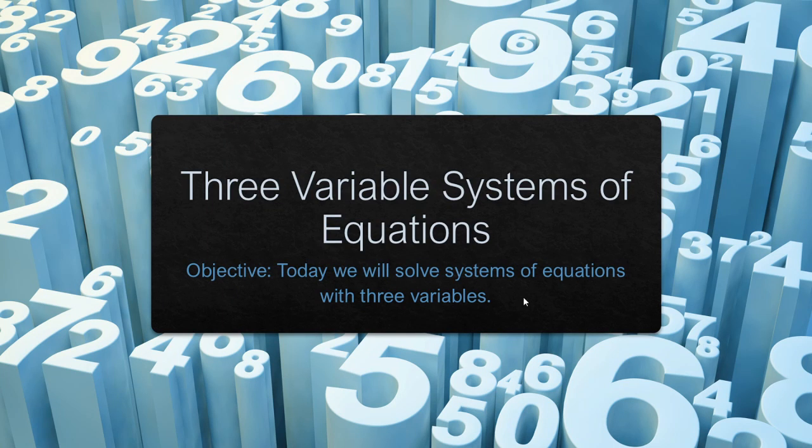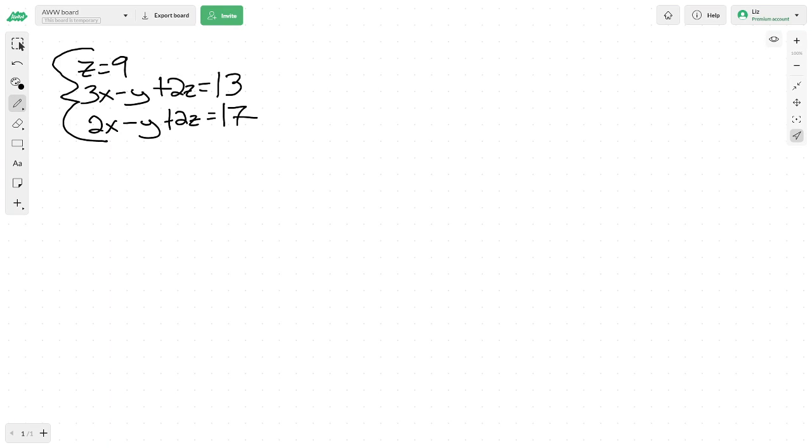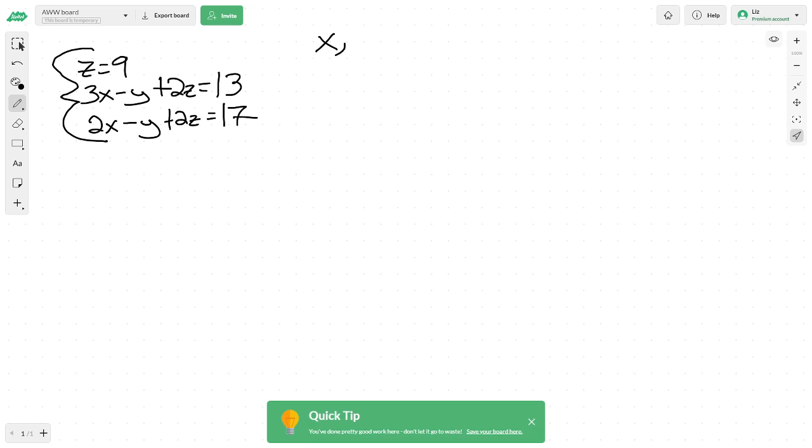Today we will solve systems of equations with three variables. So here's our first example. We have z equals 9, 3x minus y plus 2z equals 13, and 2x minus y plus 2z equals 17. So you notice now we have x, y, and z. So we are looking for an x, y, z point.